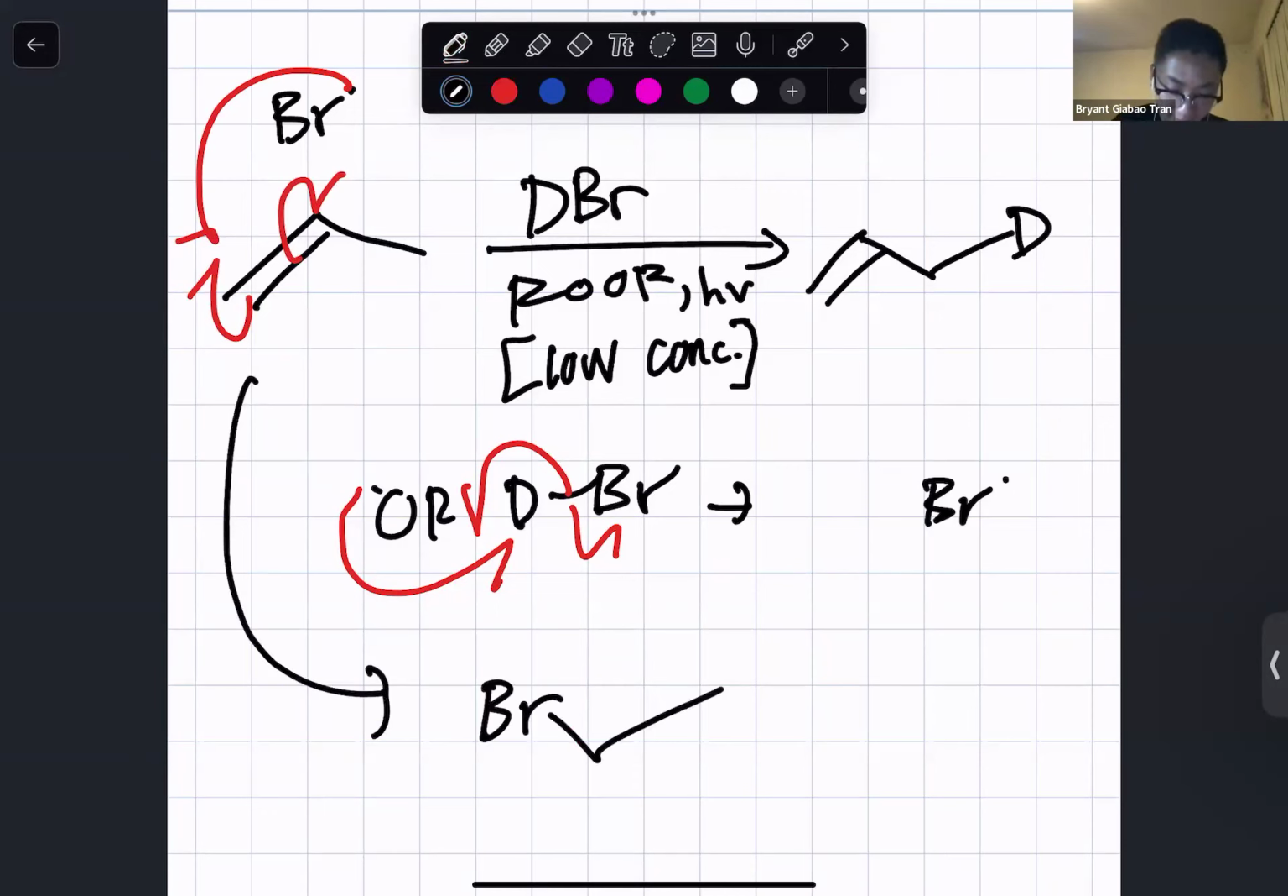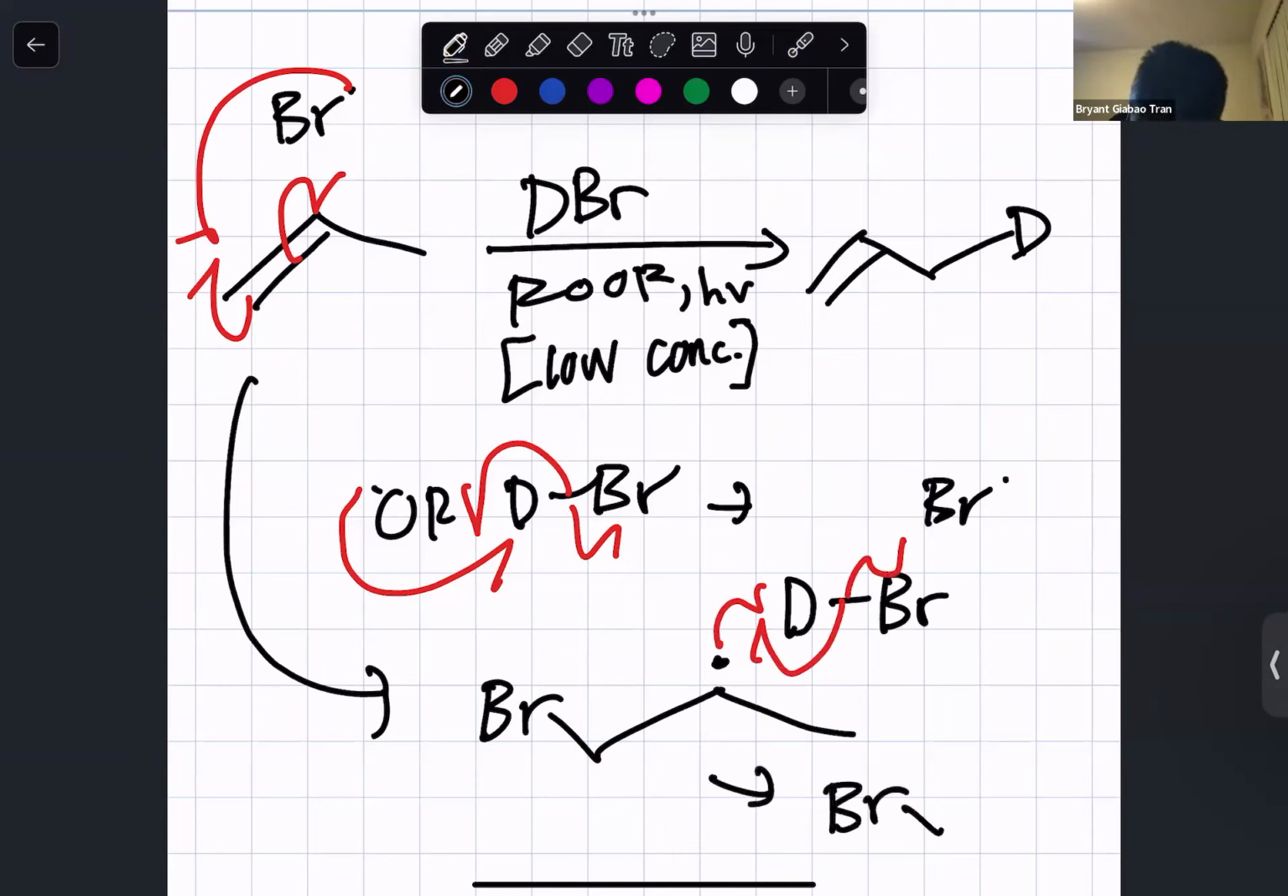Okay, there we go. Now this is anti-Markovnikov because you notice how the bromine is on the anti-Markovnikov position, the less substituted position. And then from here, since we don't have HBr, we have DBr, we're going to have a D on that carbon, which will give us this product here. So this is your product.